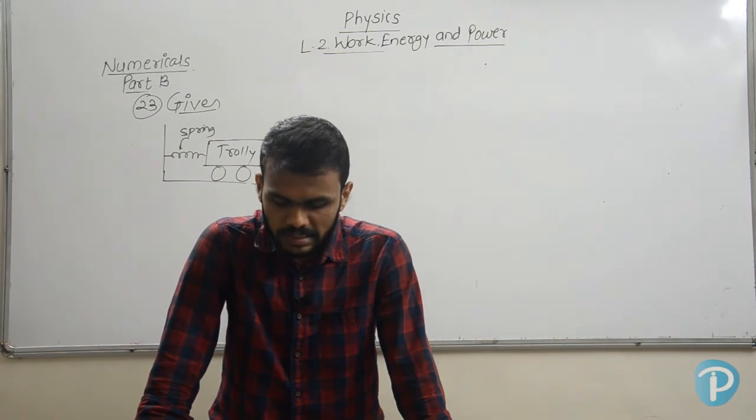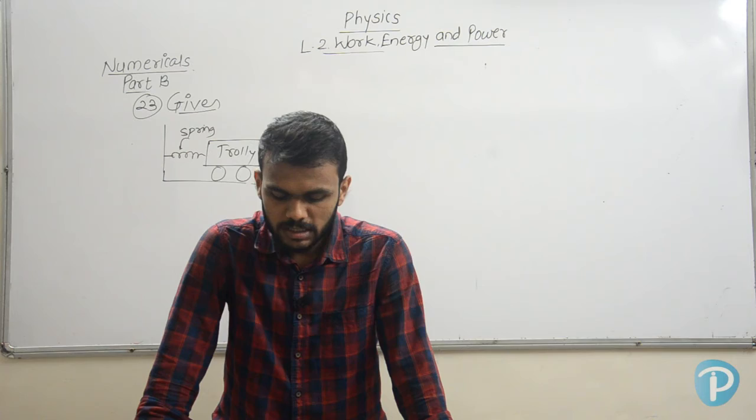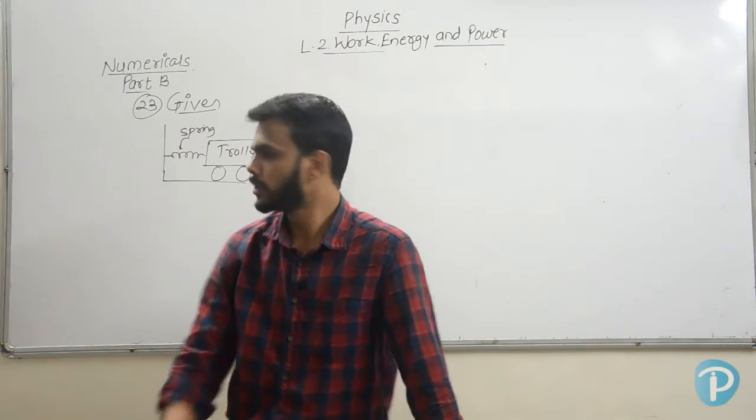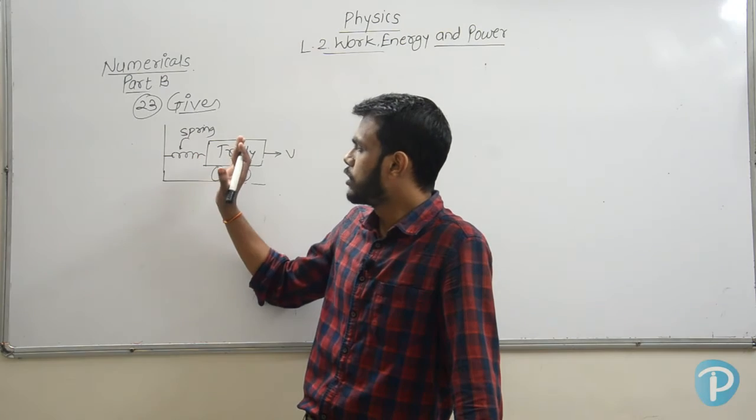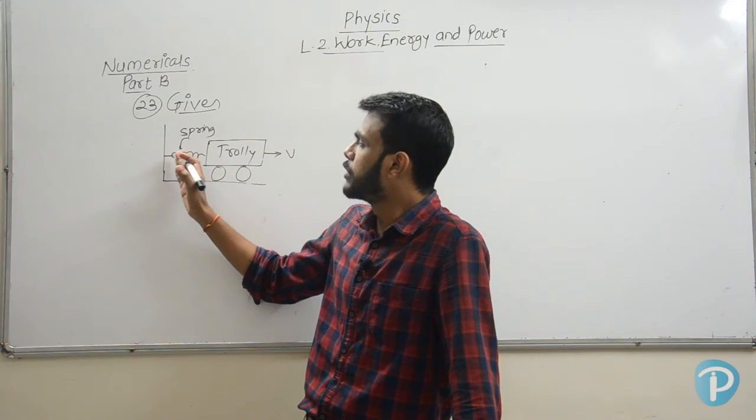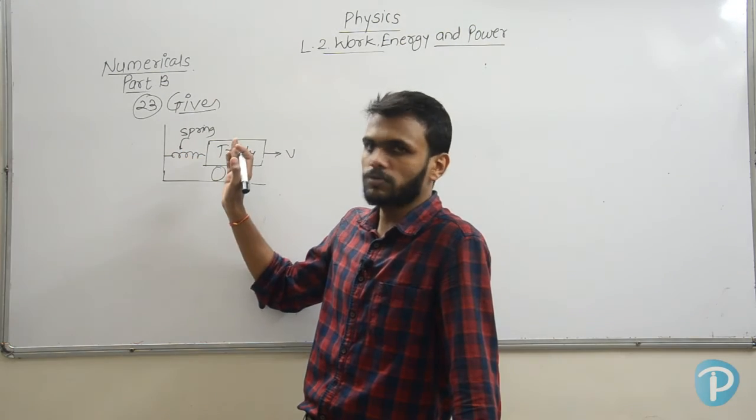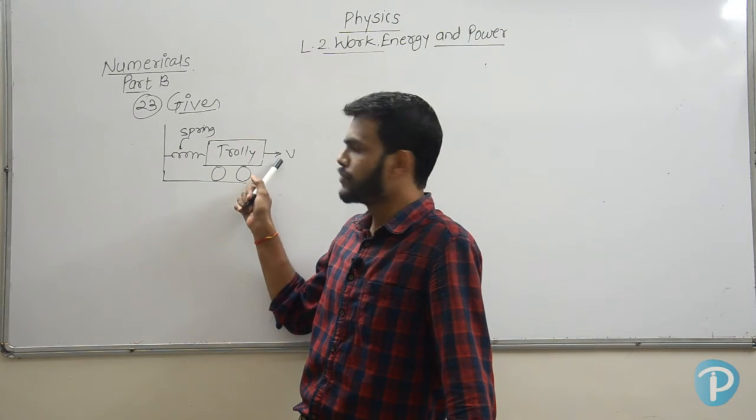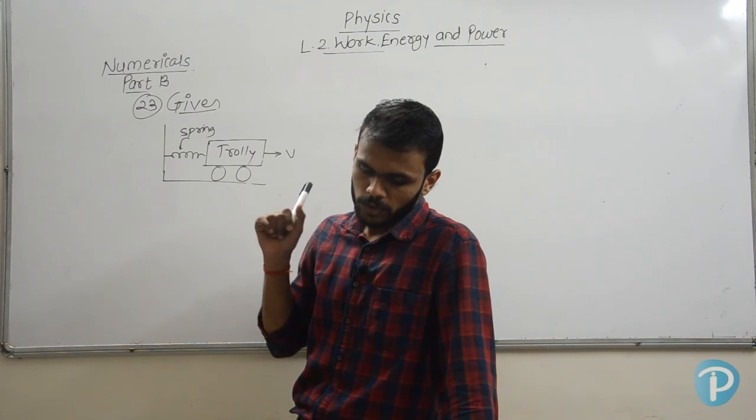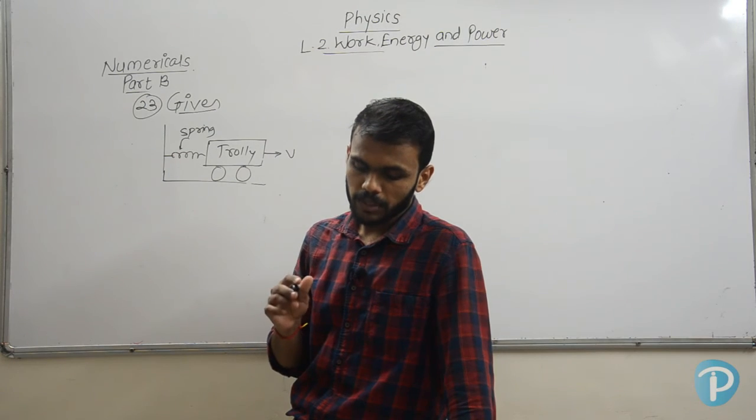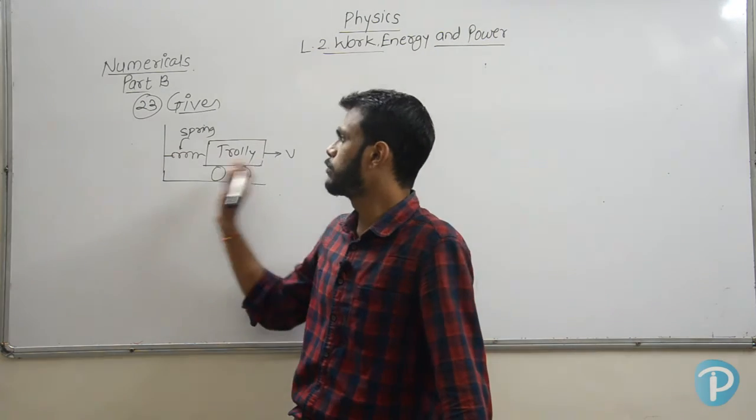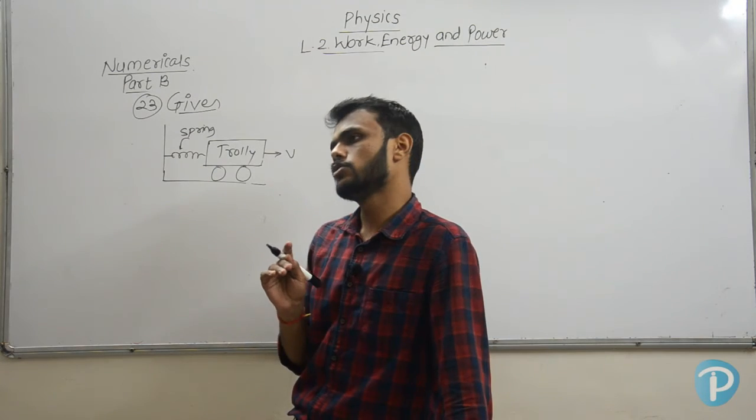When the trolley is released, it is found to move at a speed of 2 meter per second. So first the spring is compressed because of the trolley, and when the trolley is released, then because of the spring force, the rebound of the spring, the trolley moves with a velocity of 2 meter per second. So we have to calculate the potential energy the spring possessed when compressed. So what is the potential energy? So see here.